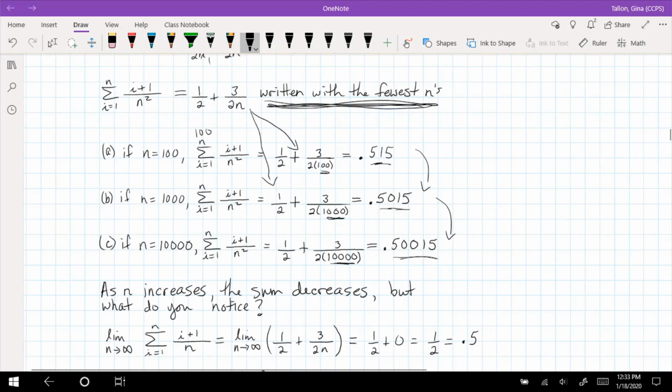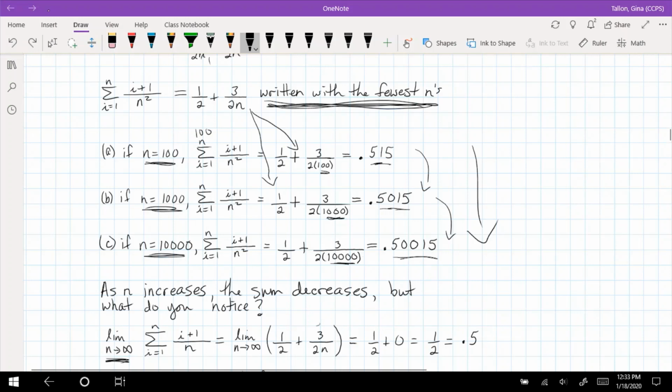But it's the limit as n is approaching infinity, right? We want n to get bigger and bigger and bigger. n was 100, n was 1,000, n is 10,000, and I want to see what's happening as n gets bigger and bigger and bigger. So n is approaching infinity. The summation as i goes from 1 to n of (i + 1)/n is equal to the limit as n approaches infinity of this answer that we had when we evaluated with the least possible number of n's.